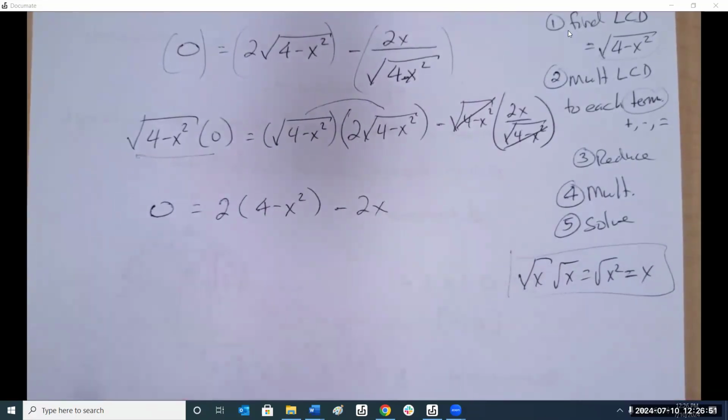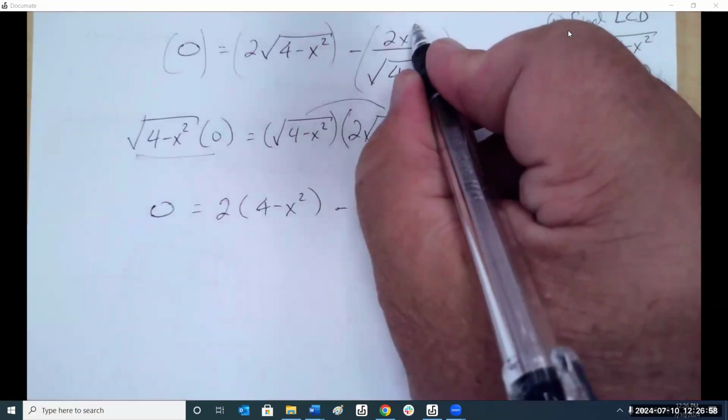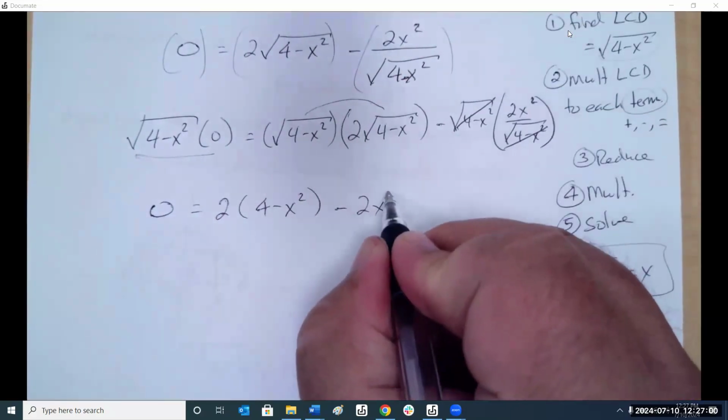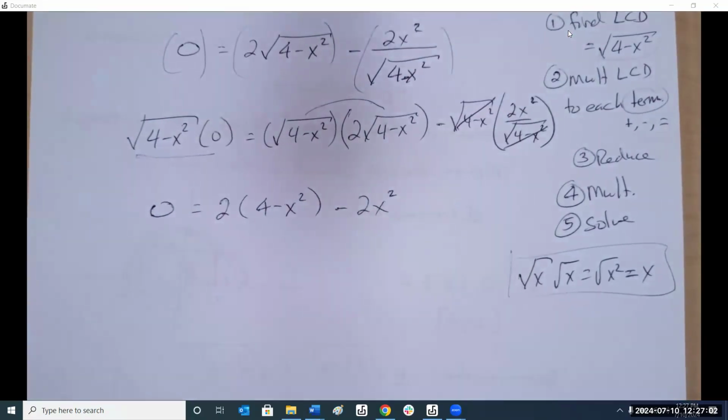When did the 2x leave the 2x squared? Oh, you didn't. You're right. Good point. Good catch. Good, very good catch.